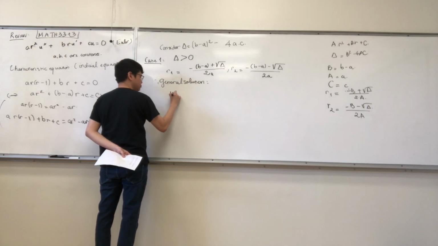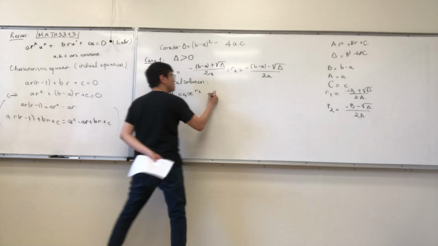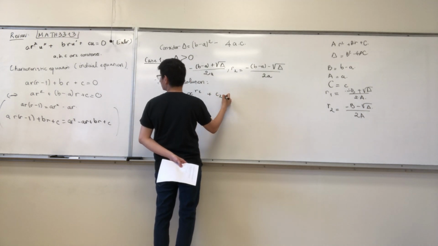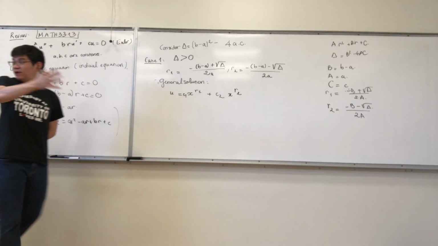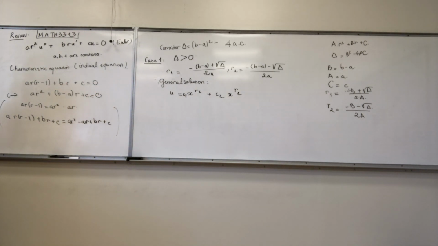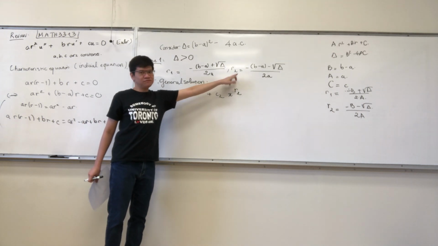u will be x to the r1 c1 plus c2 x to the r2. This is what we discussed in the previous class, all right? But I want to summarize everything for you so that you can use the formulas. So where are these formulas coming from?